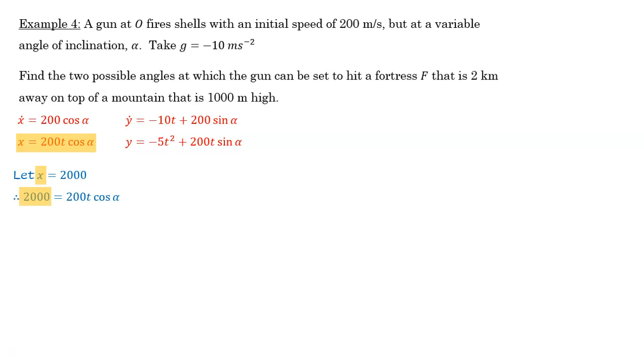So there's my horizontal displacement equation. x equals 2,000. Replace the x with a 2,000, we get this equation here, dividing through by 200 cos alpha, I get t equals 2000 on 200 cos alpha, which simplifies pretty easily to t equals 10 over cos alpha. That is the time at which my impact will occur.